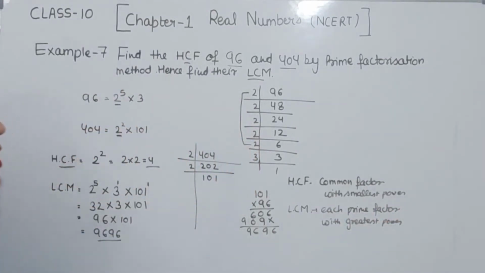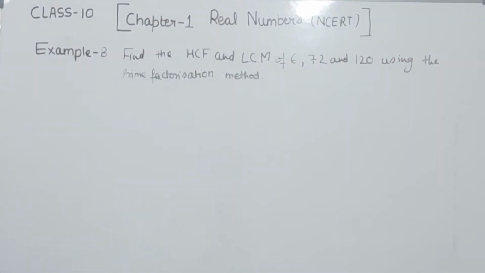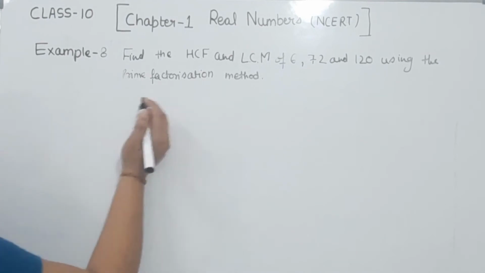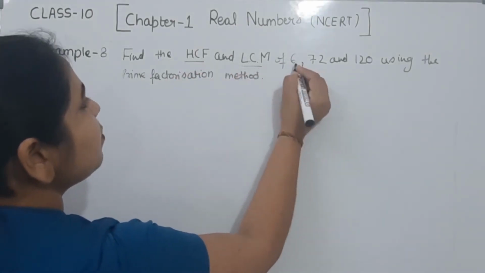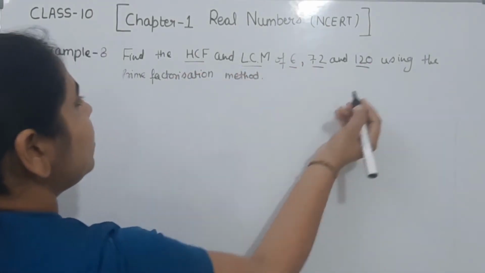So by this one we can find the HCF and the LCM. So this one we are having the example number 7. Now comes to the next one. Now consider next one, example number 8. Find the HCF and the LCM of 6, 72 and 120.